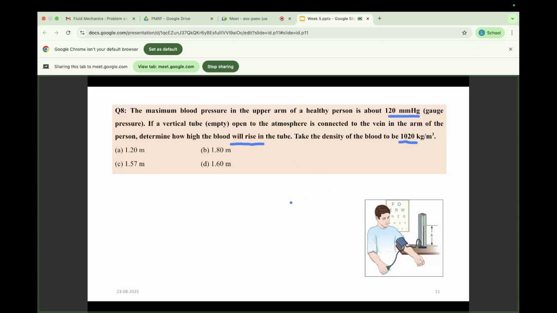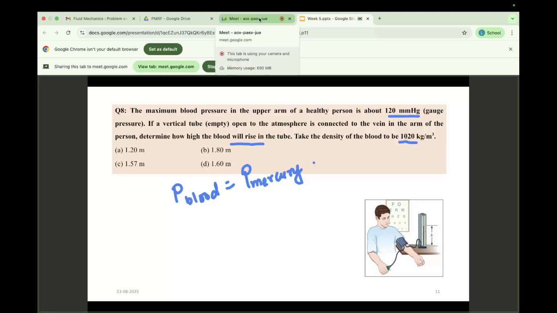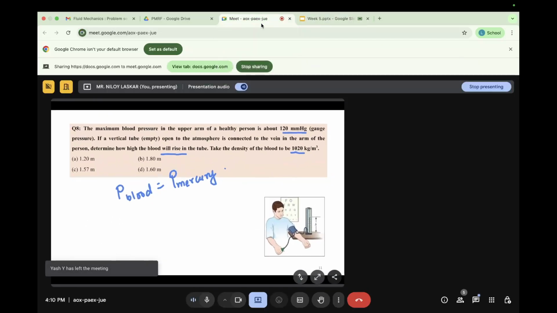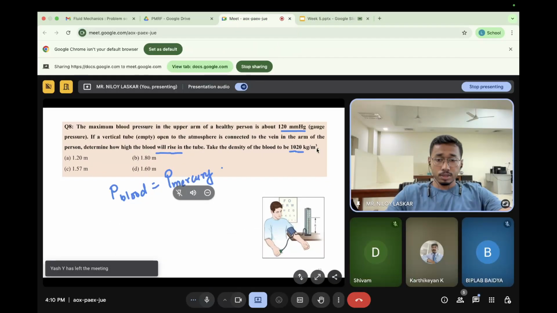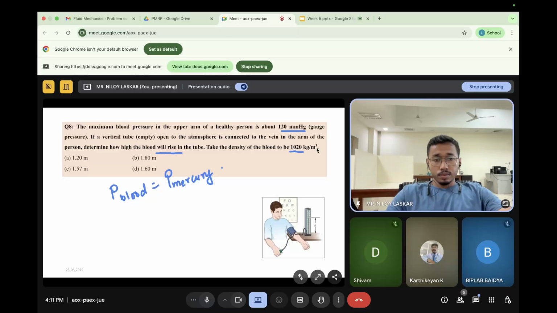So basically I'm just giving you a hint. Whatever the blood pressure is, that should be equal to this mercury pressure, right? That's why we got to know our exact blood pressure. So you just use this formula. Pressure is rho gh. If you use this formula, you can easily find this out. So please try, everyone. Blood pressure should be equal to mercury pressure.